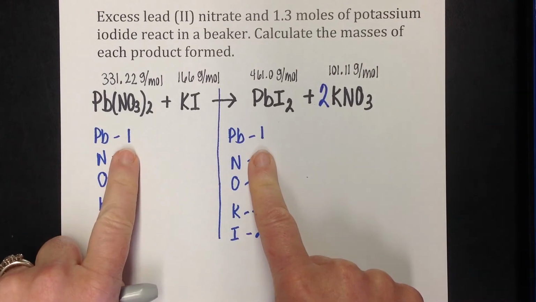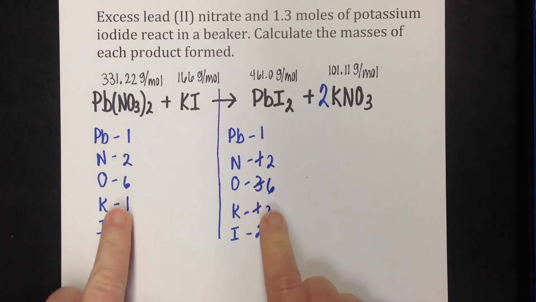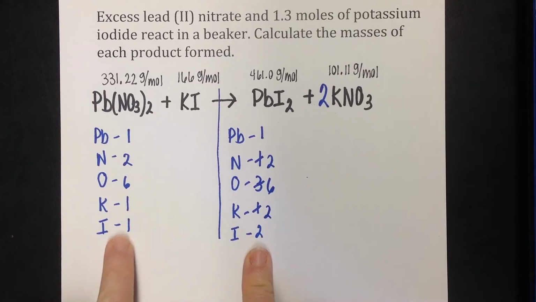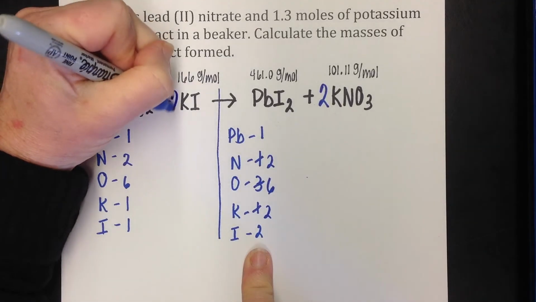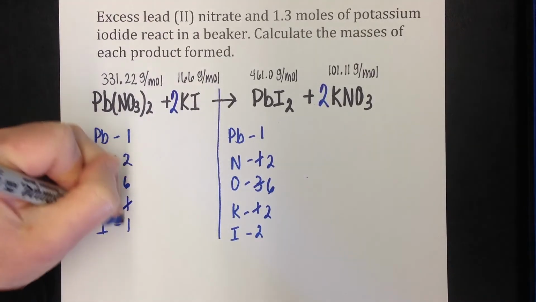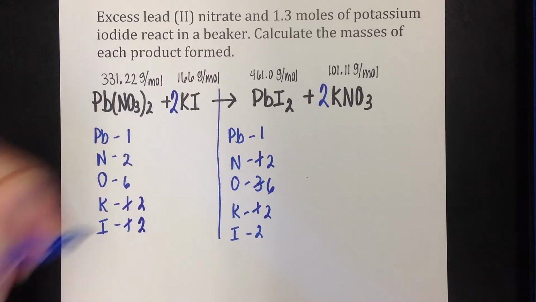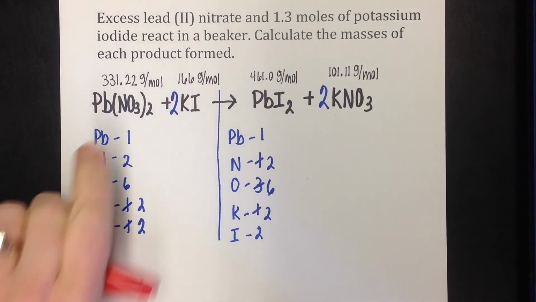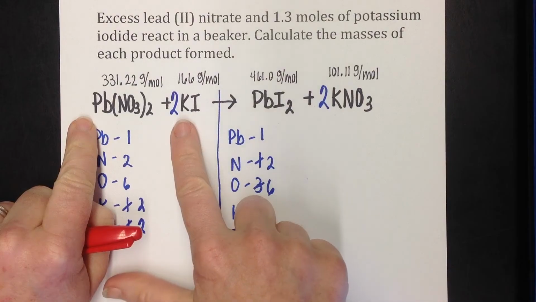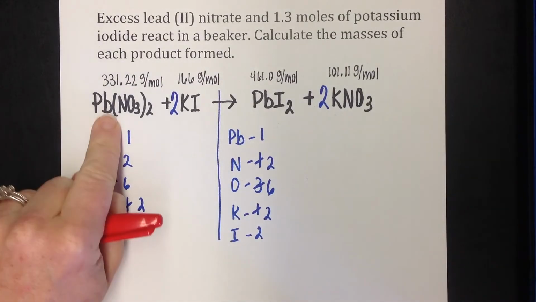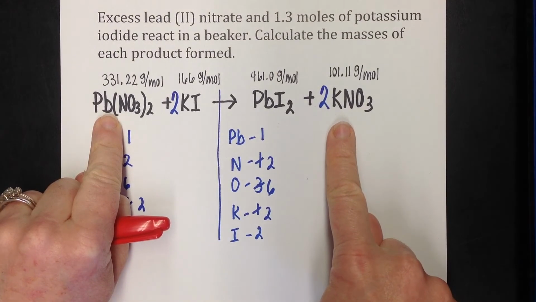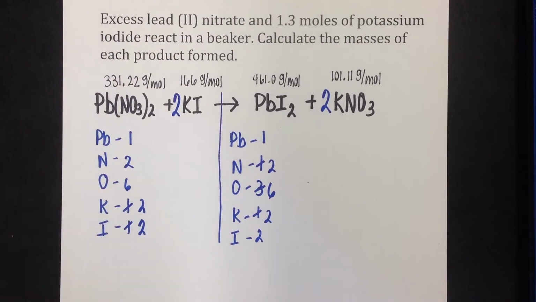So my leads are good, my nitrogens are good, my oxygens are good. I've got 2 potassiums and 2 iodines here and 1 of each here. That is a really easy fix. I'm just going to throw a 2 in front. That gives me 2 potassiums and 2 iodines. I now have a balanced equation. So I've got any ratio I could want here. For example, there's 1 lead nitrate to 2 potassium iodides. There's 1 lead 2 nitrate to 2 potassium nitrates. There's 1 of these to 2 of these, and so on and so forth.